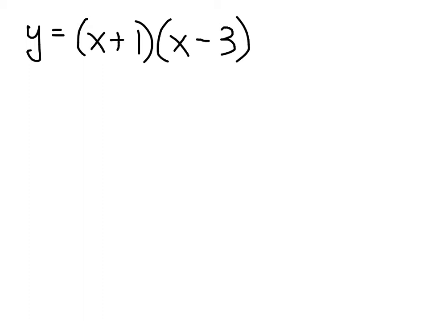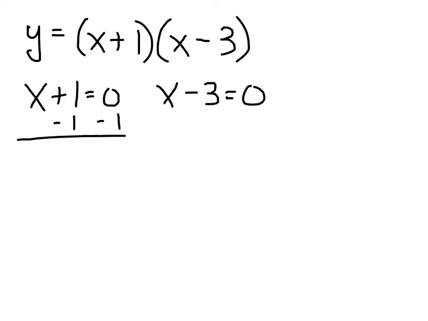So, to answer Keely's question one more time, is this in vertex form? Is this in standard form? Is this in intercepts form? When you see the 2 parentheses, it's a giveaway. It's intercepts form. Okay? So, first thing that I would do, set each of them equal to 0. And solve. If I subtract 1 from both sides, I get x equals negative 1. And if I add 3 to both sides, I get x equals 3.